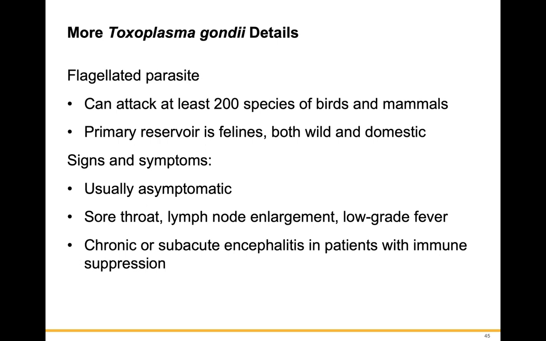It is a flagellated parasite, and it can attack at least 2,000 species of birds and mammals. Its primary reservoir is felines, both wild and domestic. Signs and symptoms: it's usually asymptomatic, comes across as a sore throat, lymph node enlargement, and low-grade fever. You can have chronic or subacute encephalitis in patients with immune suppression.